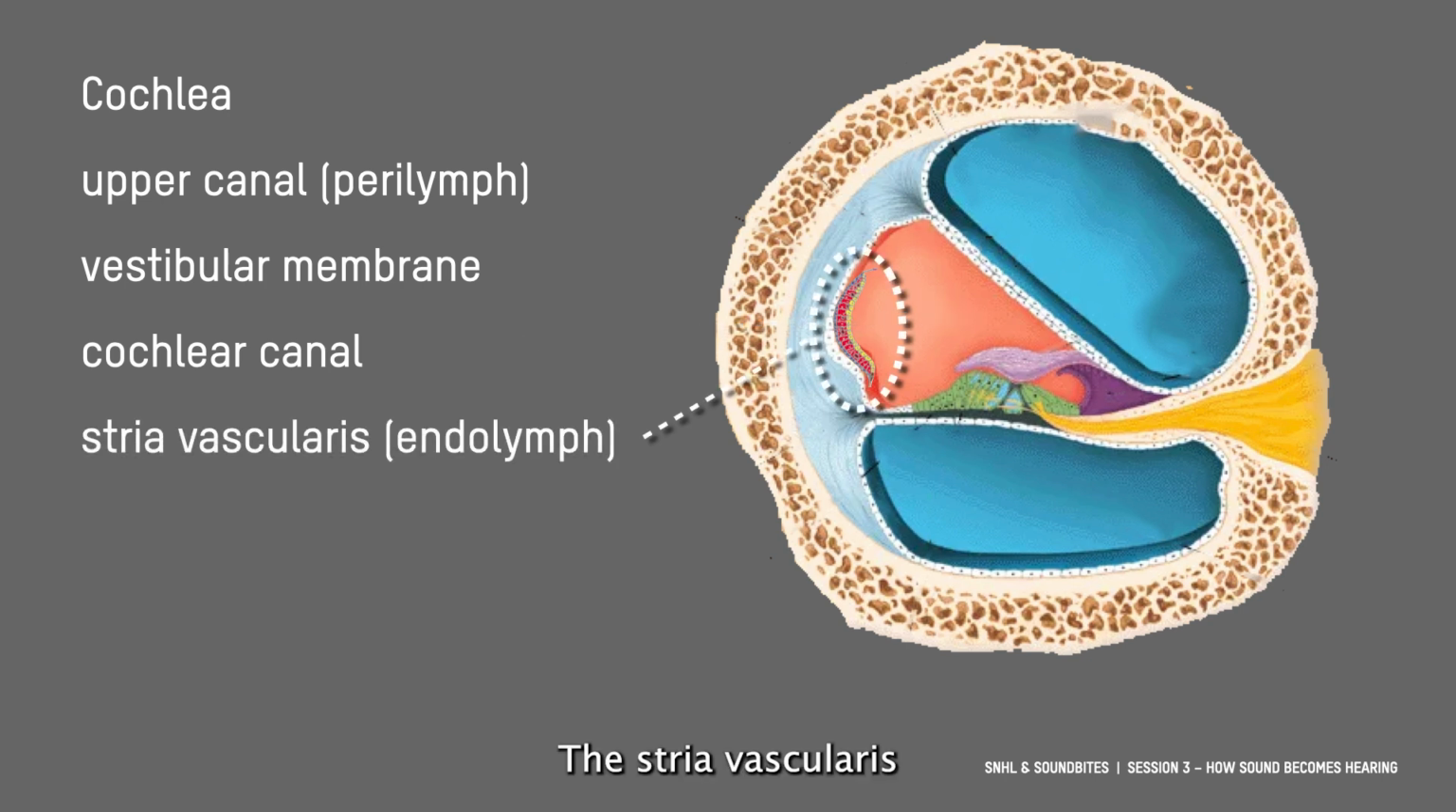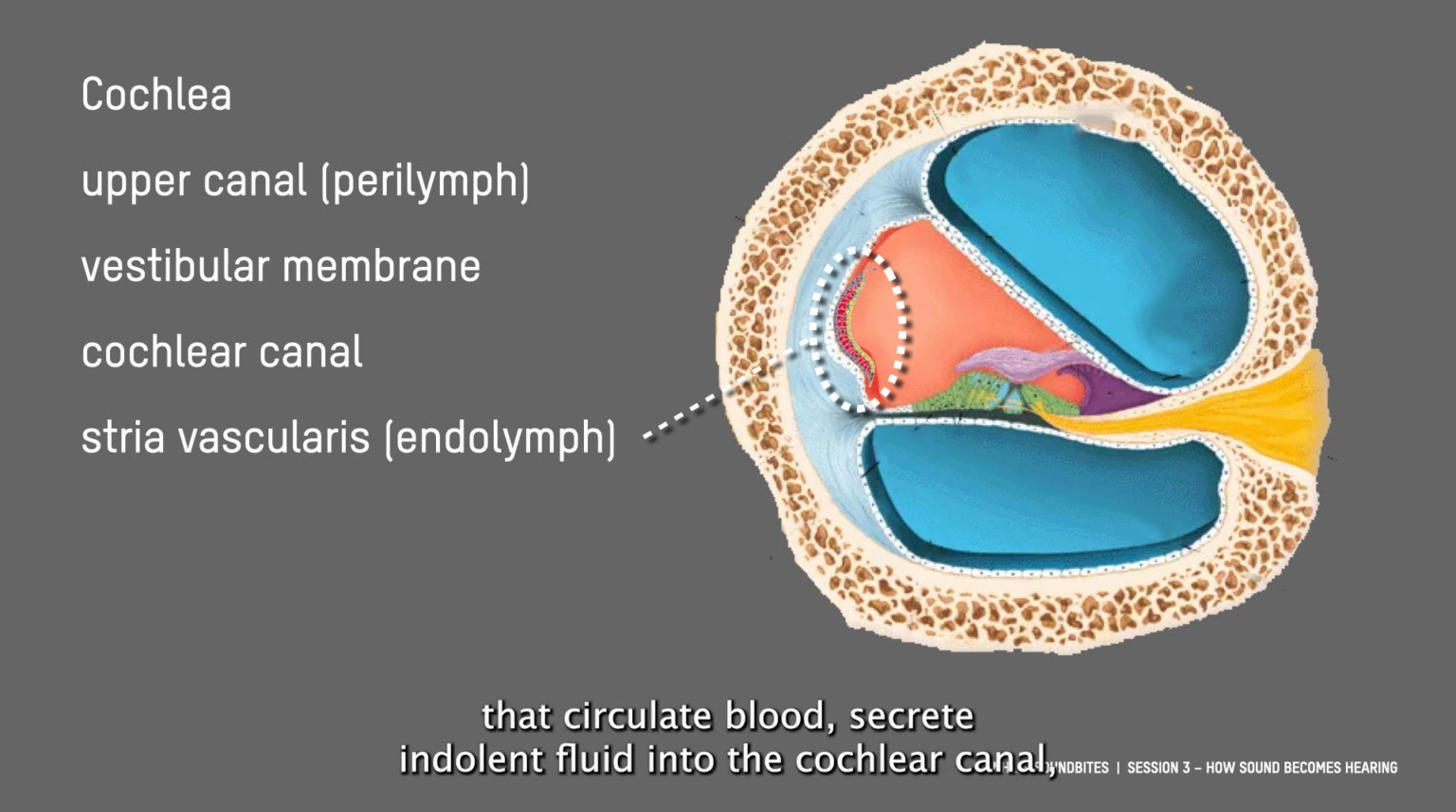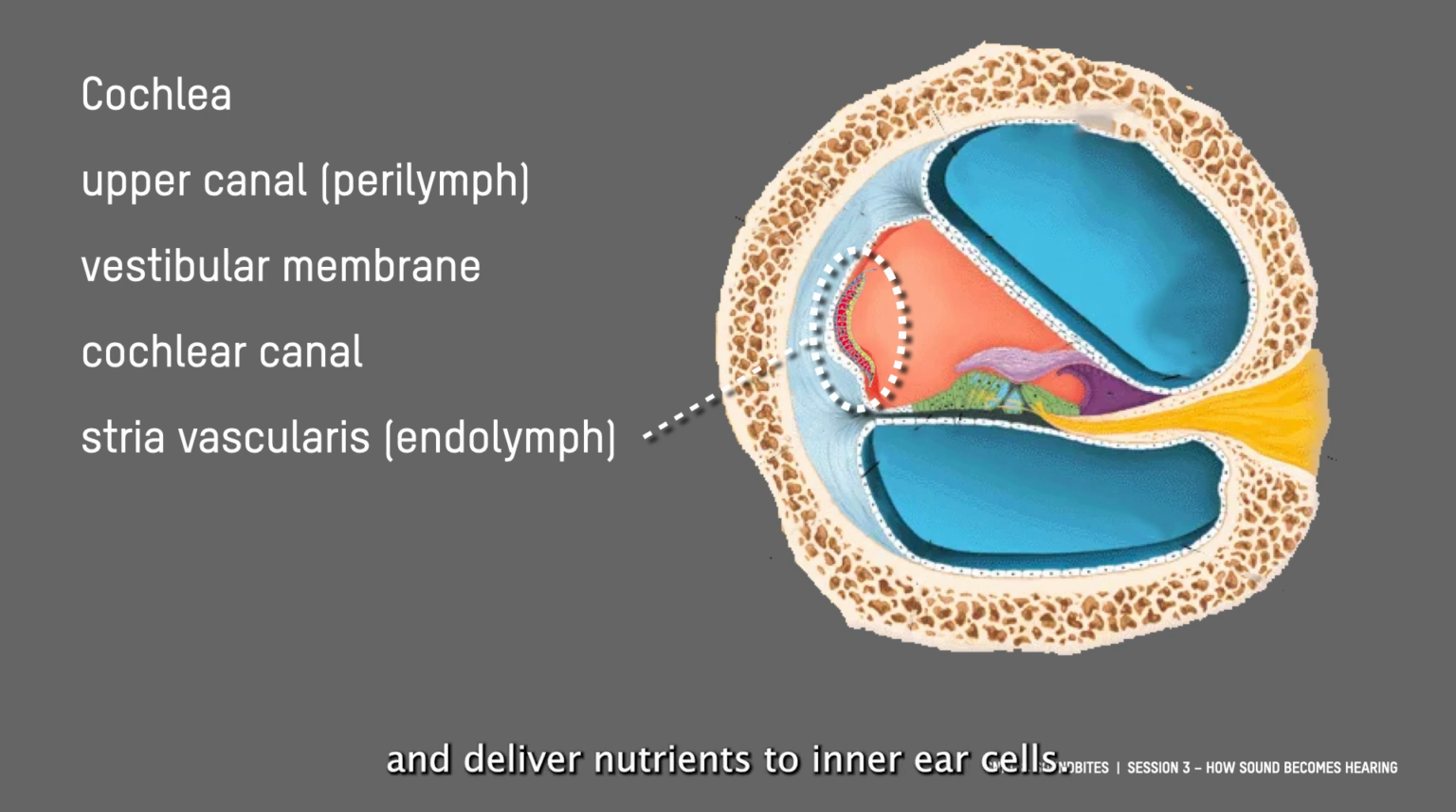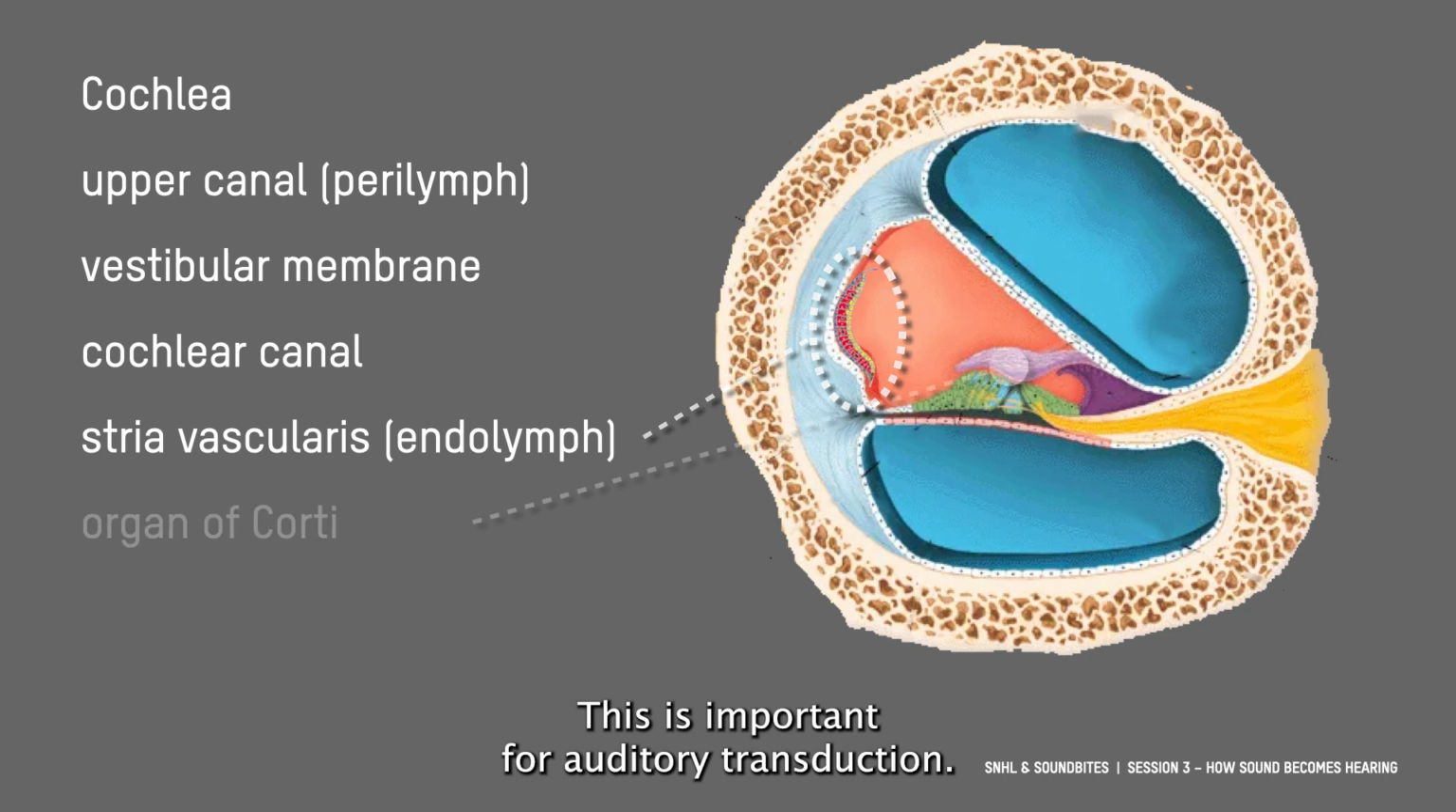The stria vascularis in the cochlear canal contains a network of capillaries that circulate blood, secrete endolymph fluid into the cochlear canal, and deliver nutrients to inner ear cells. Endolymph fluid is found nowhere else in the body. This is important for auditory transduction.